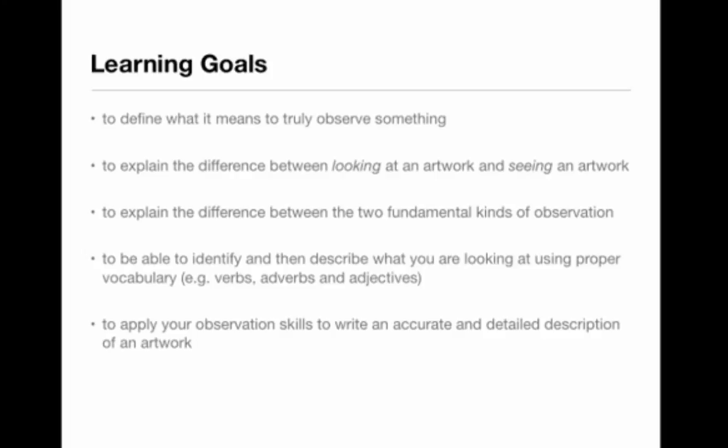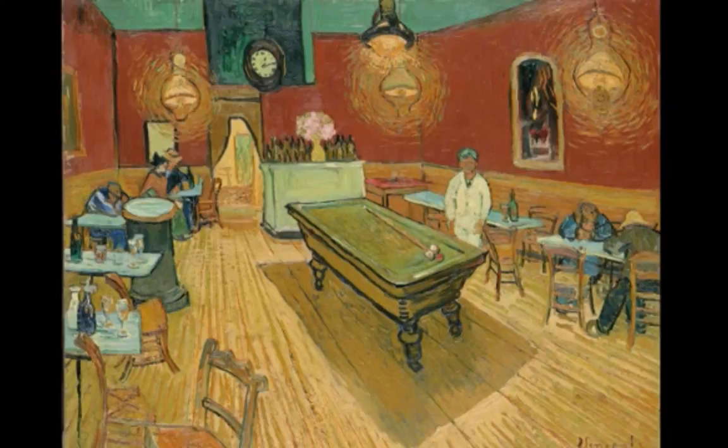Lastly, we need to be able to identify and then describe what you are looking at using proper vocabulary, using verbs, adverbs, and adjectives. Lastly, the end goal is for you to apply your observation skills to use your vocabulary and write an accurate and detailed description of an artwork.